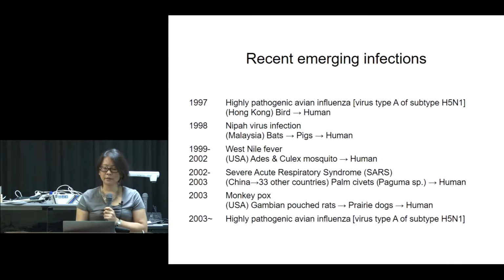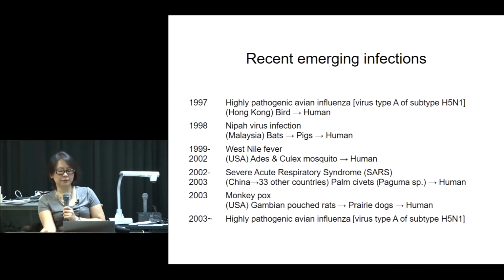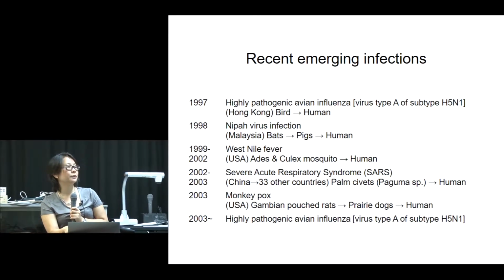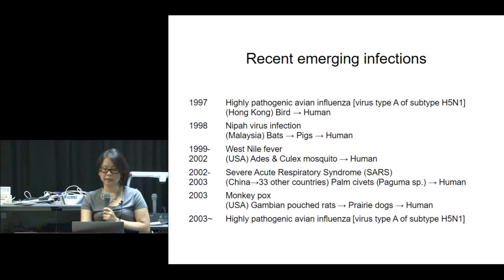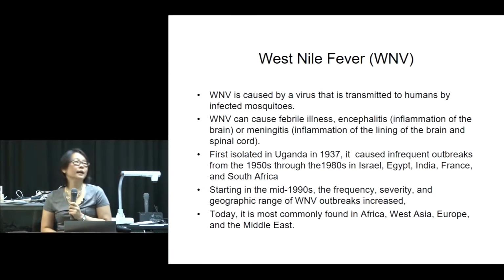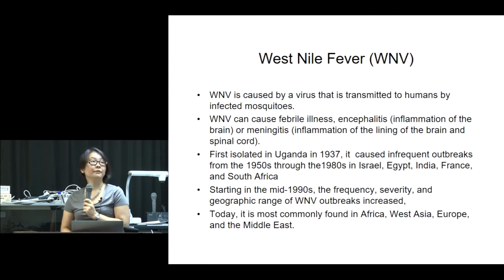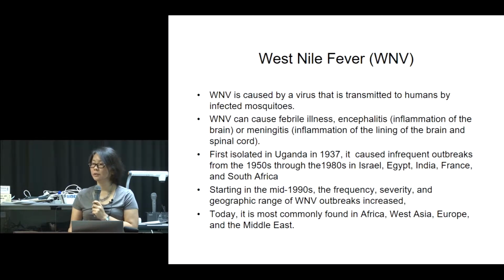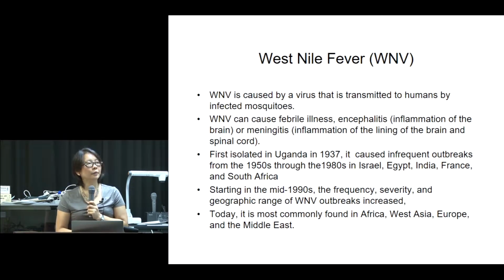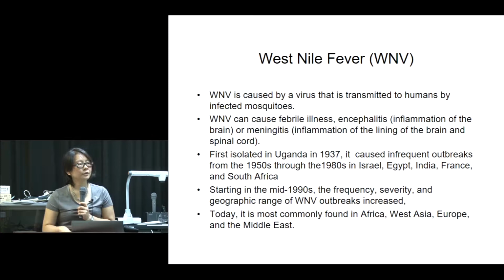So let's see very quickly about, for instance, West Nile virus, identified in 1999. West Nile virus is caused by a virus that is transmitted to humans by infected mosquitoes. And it can cause a febrile illness, so you will have fever. It may cause encephalitis or inflammation of your brain, or meningitis, which is inflammation of the linings of the brain and the spinal cord. So it's pretty serious.